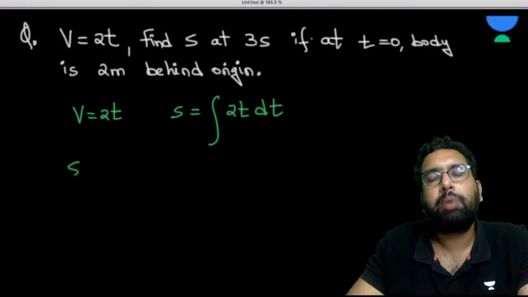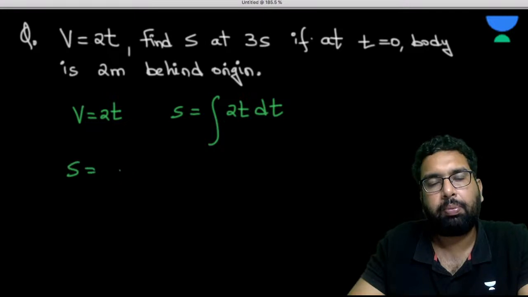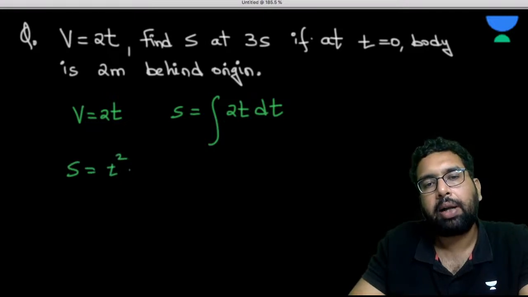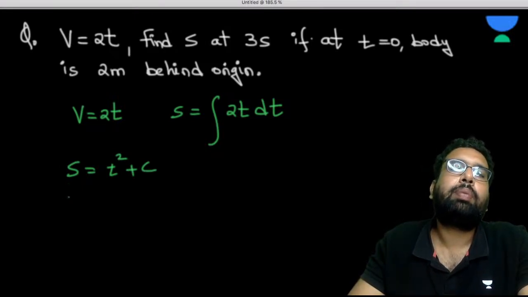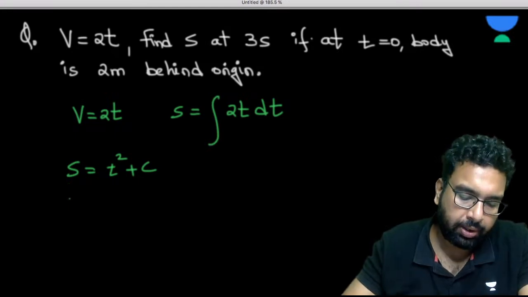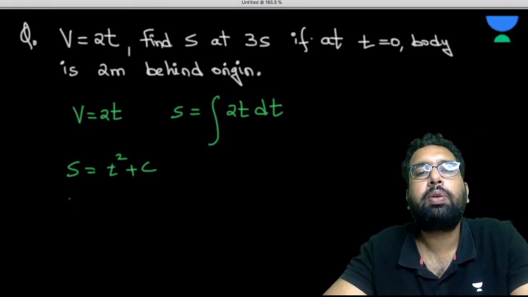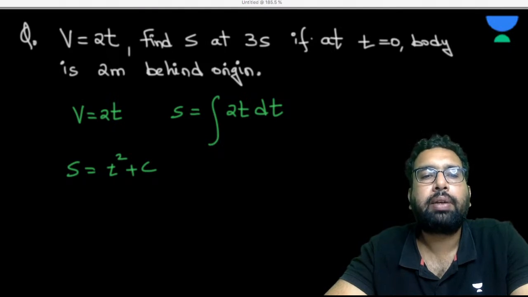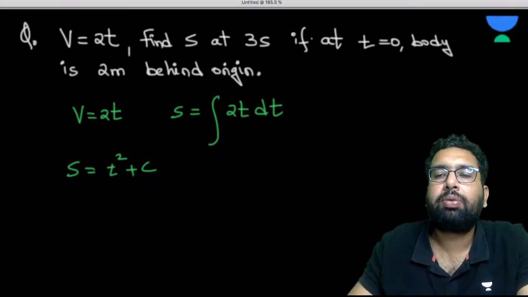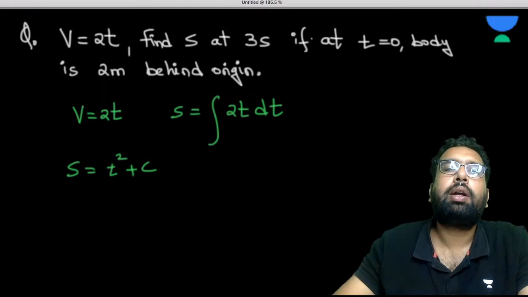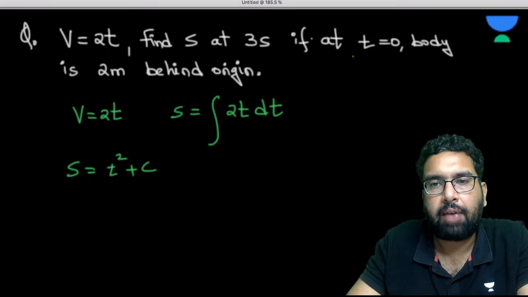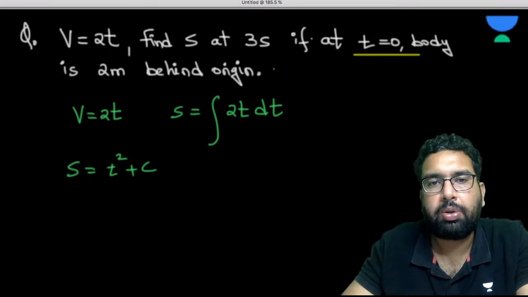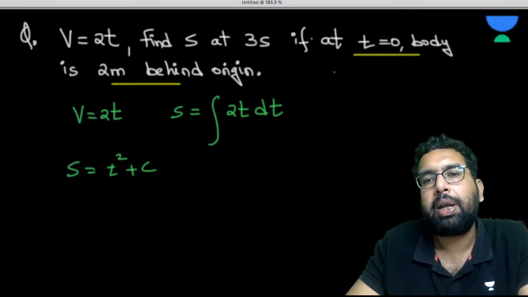So what is going to be the displacement? It is going to become 2t square by 2, that is t square plus c. Now you want to find the displacement at 3 seconds. First of all, you need to find the value of C. How can we find it? By using the information given in the question: at t is equal to 0, the body is 2 meter behind origin.